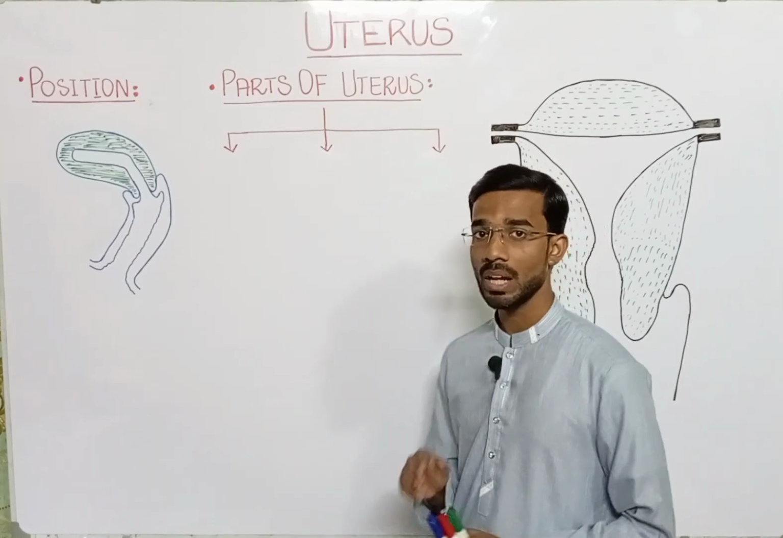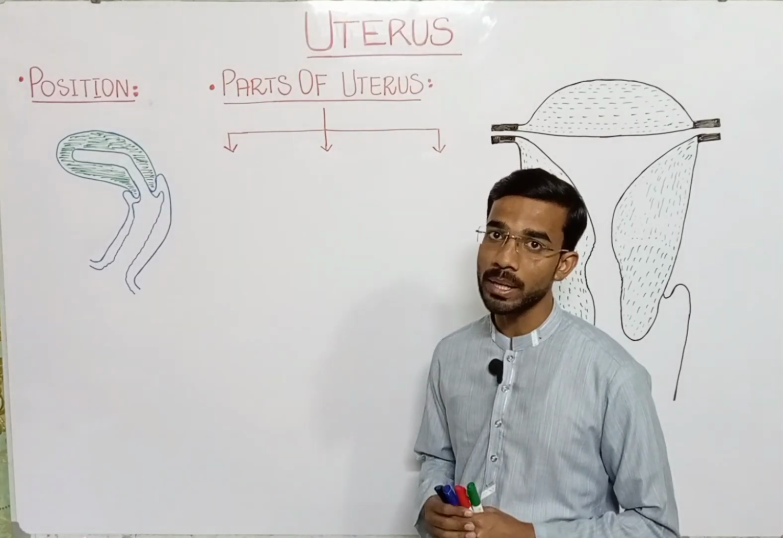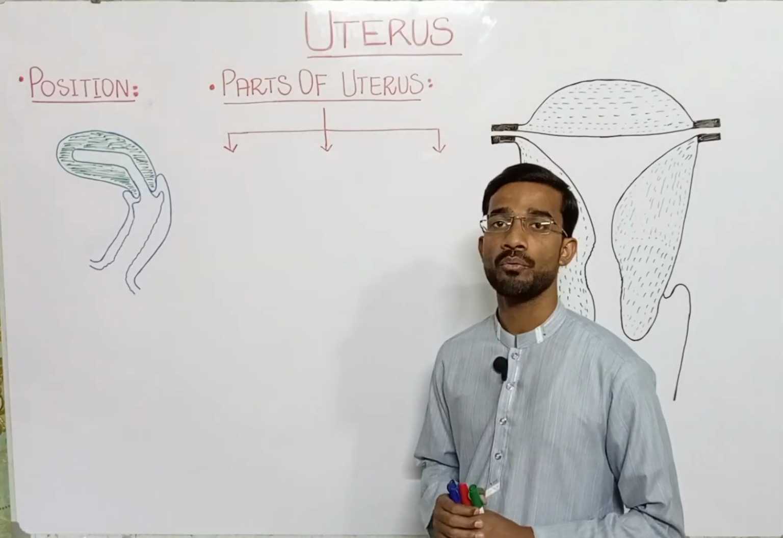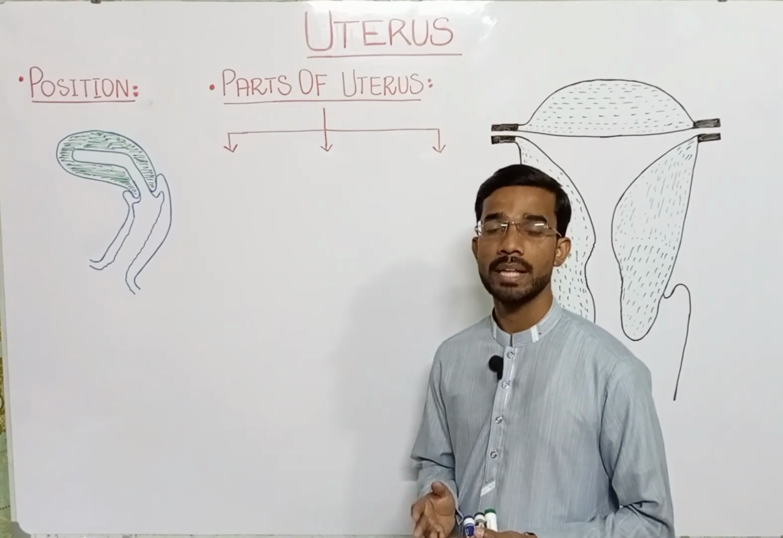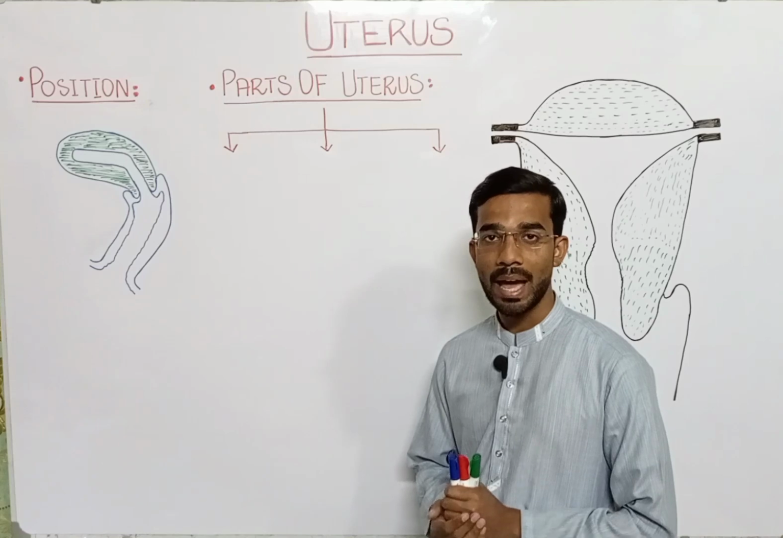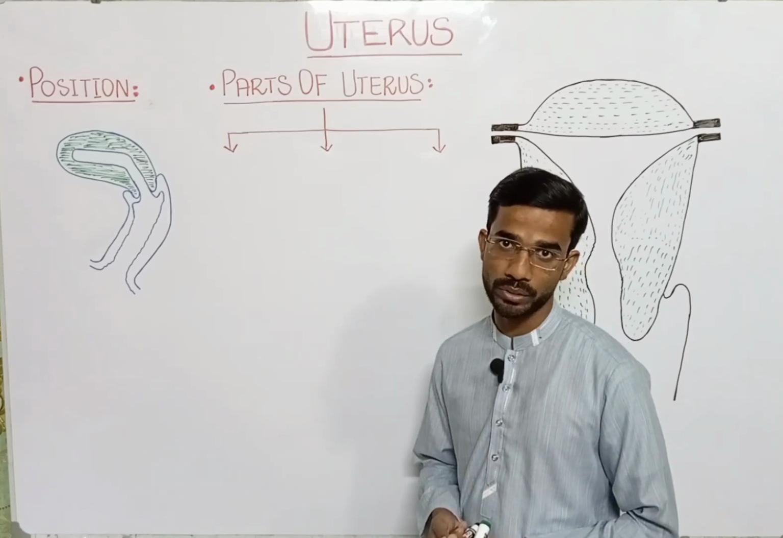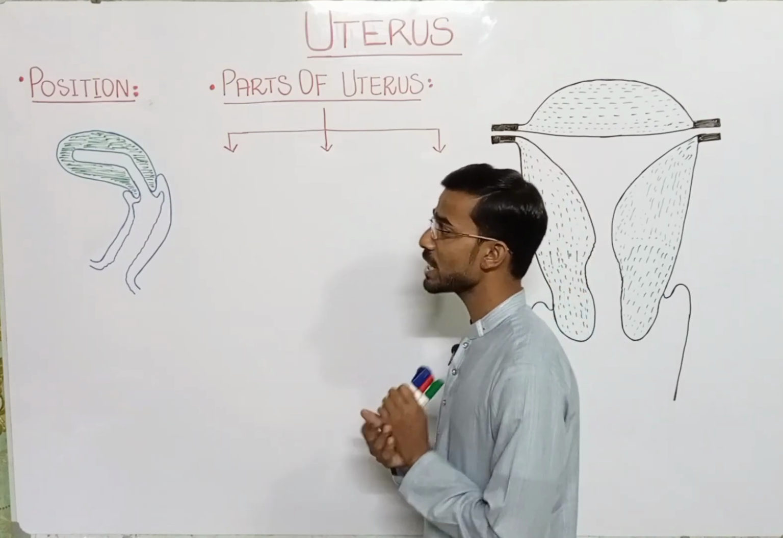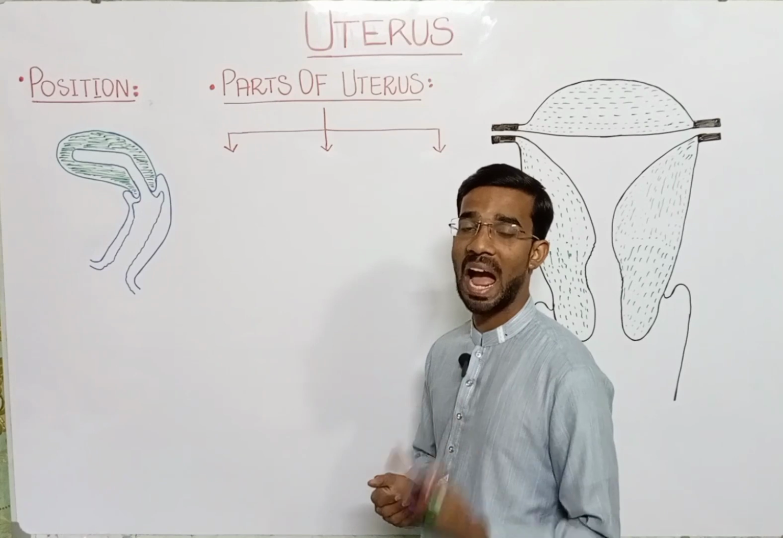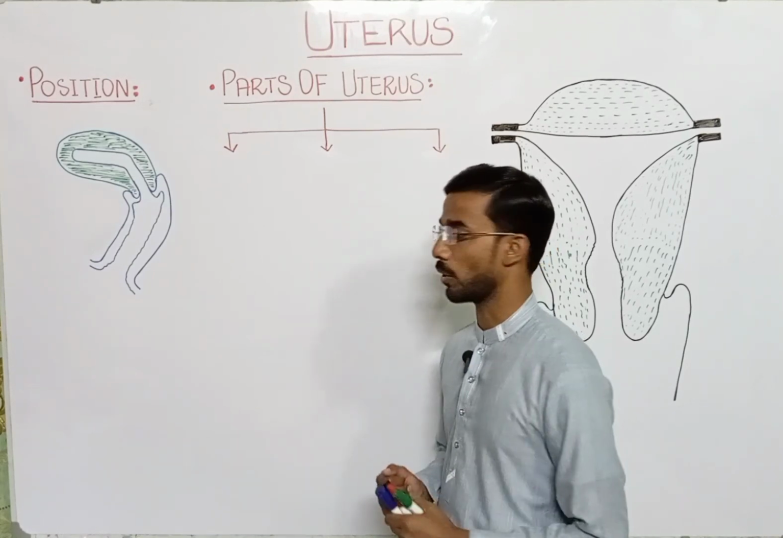So actually, the uterus consists of three major components. The first one is the body, or you can say corpus. The second one is the isthmus, and the third one is the cervix. So these are basically the three parts of the uterus. Now we have to decide the positions of the uterus in the female body.